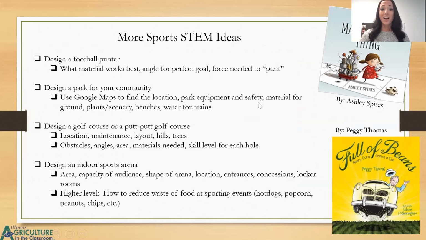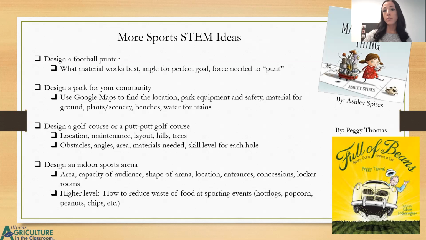Again, going off the idea of using grass, a lot of sporting arenas use real grass. So you can say, okay, we'll design a football punter. They're looking at folding pieces of paper, looking at that math and geometry. What angle is going to be perfect to get right over the goalposts? How much force do they need to flick it over? Things like that. They could design a park.